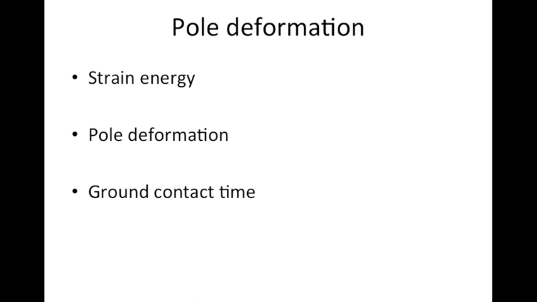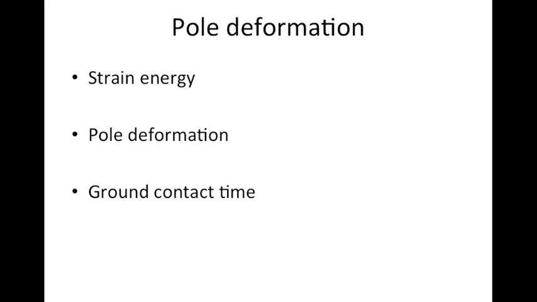Strain energy is important. McGinnis does a really good job discussing this in the text, and I'll get to that point a little bit later. But the pole deformation, most poles nowadays are made out of fiberglass and or carbon, which allow for more bend than poles previously did. The bending takes potential energy, stores it up, transfers it back to the vaulter in the form of mechanical energy, which increases their height, hopefully, and then they'll hopefully be able to safely clear the bar without knocking it down.